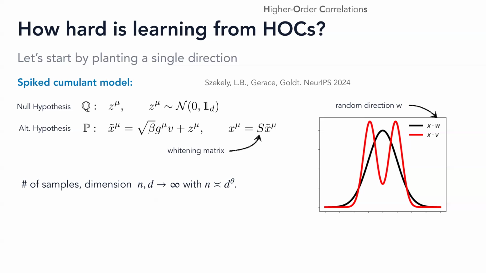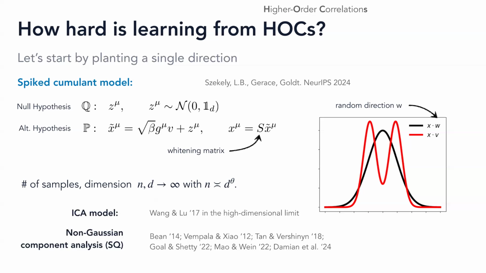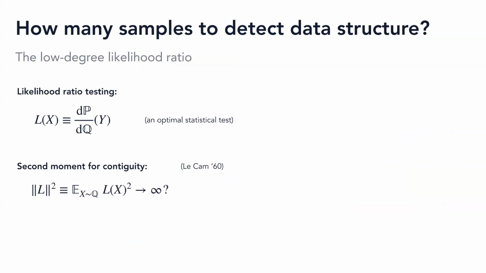And the scaling will be the critical parameter. So this theta, so we take n going to infinity as d to the theta, and theta becomes the key parameter. We want to find the smallest theta such that we can distinguish these two distributions. Okay, this comes with a bibliographical note on who else studied this problem before.